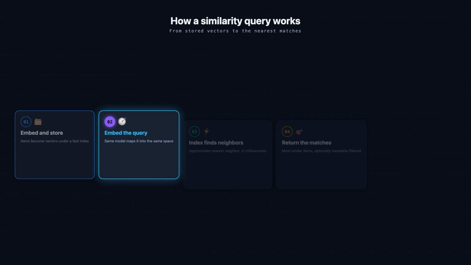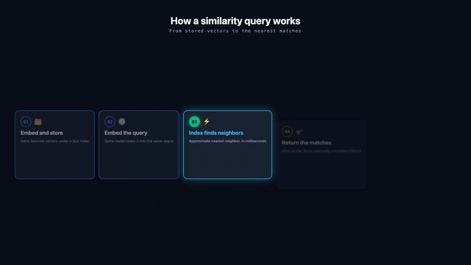When a query arrives, it goes through the very same embedding model and becomes a vector too. Now the question and every stored item live in one shared space, where closeness genuinely means similar meaning. Only then can we sensibly compare them.